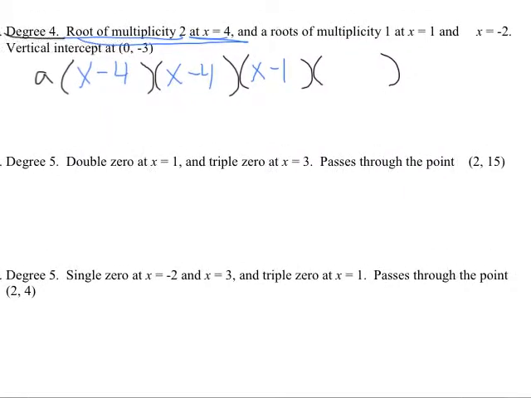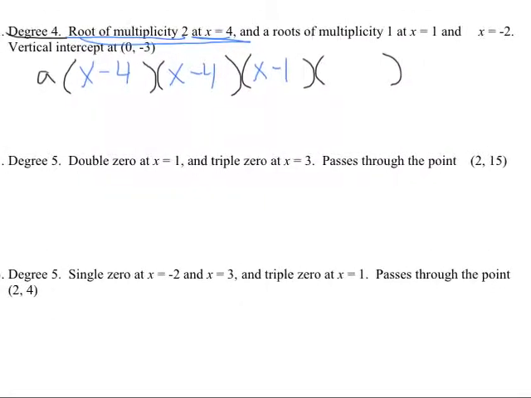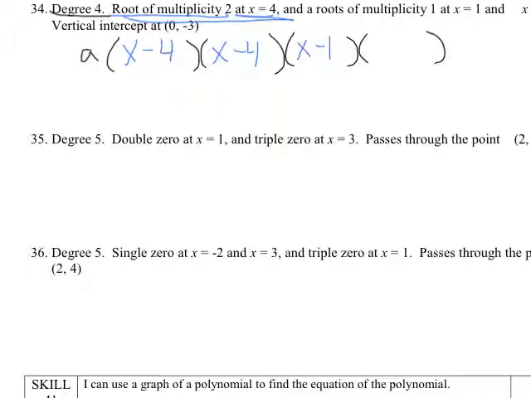And just off camera here, a root of multiplicity 1 at x equals negative 2. So we'll also have x minus negative 2, or x plus 2. And this is all equal to y. Because we have a vertical intercept at 0, negative 3, we can plug those values in, and we get negative 3 equals a times 0 minus 4, 0 minus 4, 0 minus 1, and 0 plus 2.